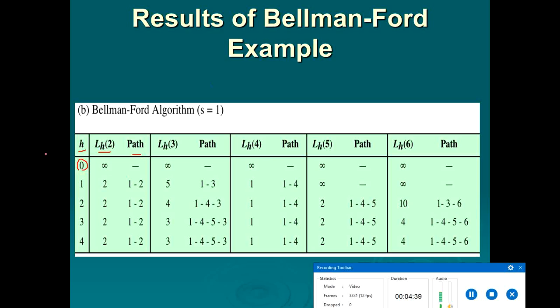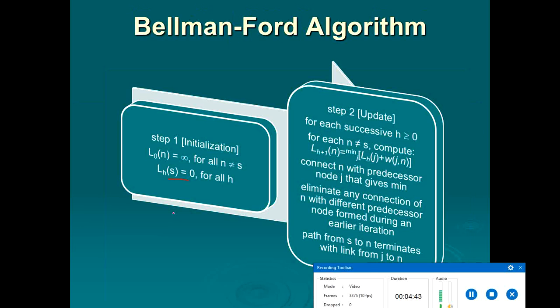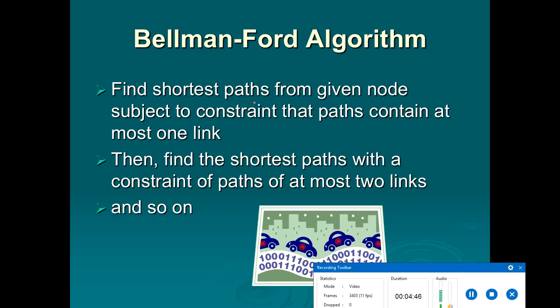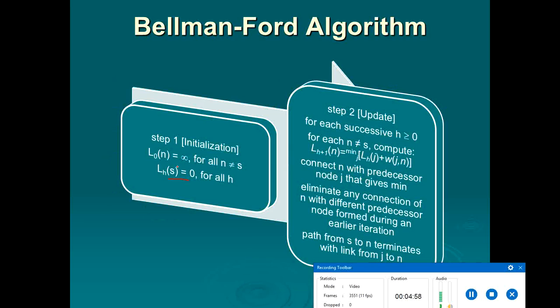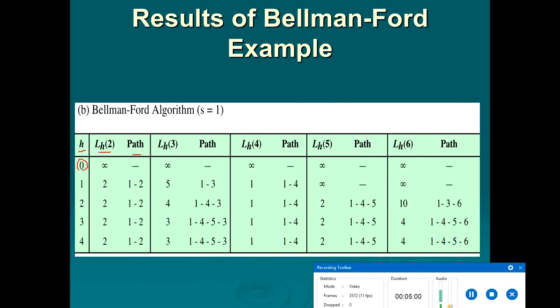Now we try to increase the hop count. Let's understand the idea of the algorithm. The idea says we find the shortest path. First of all, we explore the graph starting at one link. Then we find the shortest path with at most two links. And so on we carry on. So this is the purpose of the hop count. That means we are going to explore only one link now.